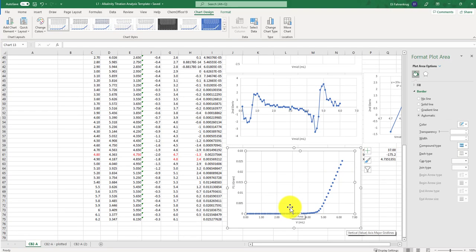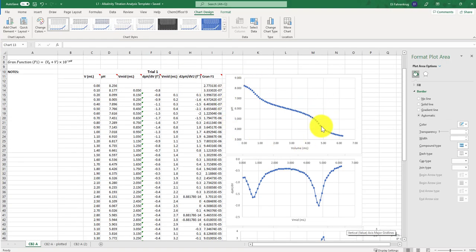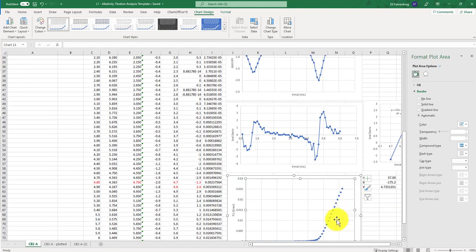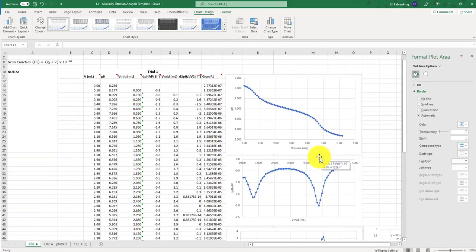So the cool part about the Gran function and the Gran plot is that none of this data up here matters. So from the initial reading all the way to the equivalence point, none of that is used in the analysis, which means that if you collect really poor data at these equivalence points, it doesn't matter. The Gran plot doesn't care because it's using the tail out here as a linearized form, this portion, to extrapolate back to the equivalence volume.